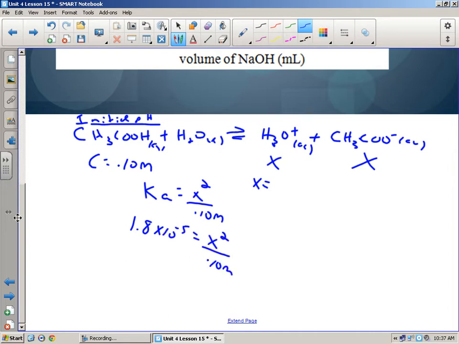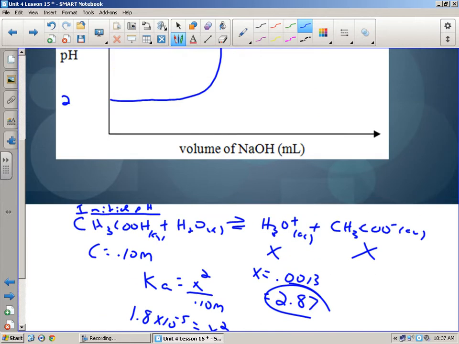So, all said and done here, let's see, 1.8 times 10 to the negative 5 times 0.1. Take the square root, and I get 0.0013. And I'll take the negative log of that. And I should get 2.87, yes? As the initial pH. So right here, 2.87, yes? Okay? Correct? You should have that, yes?